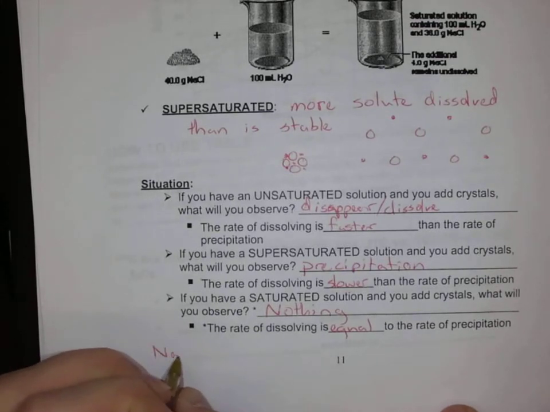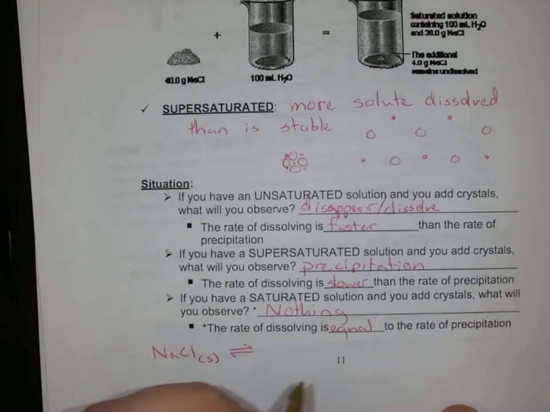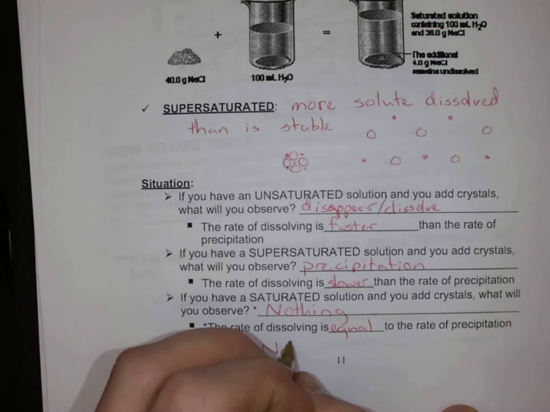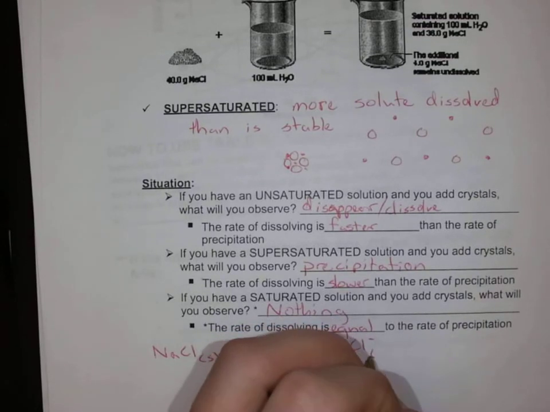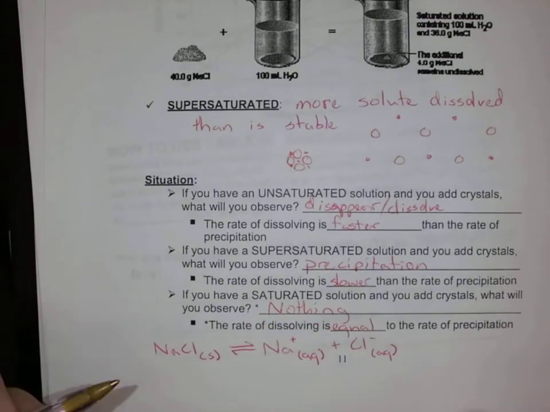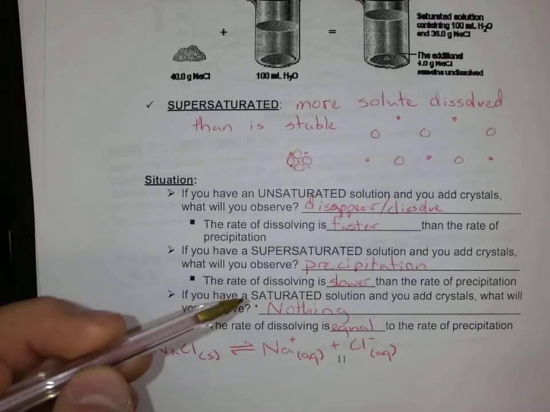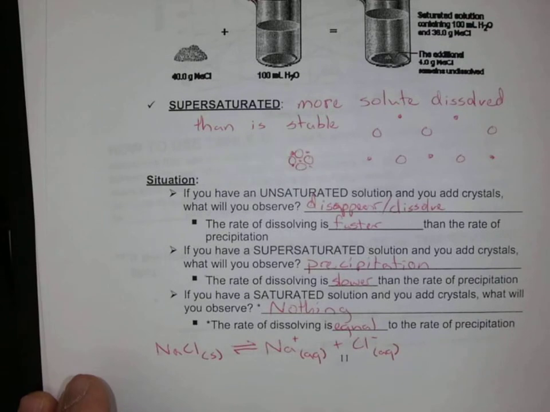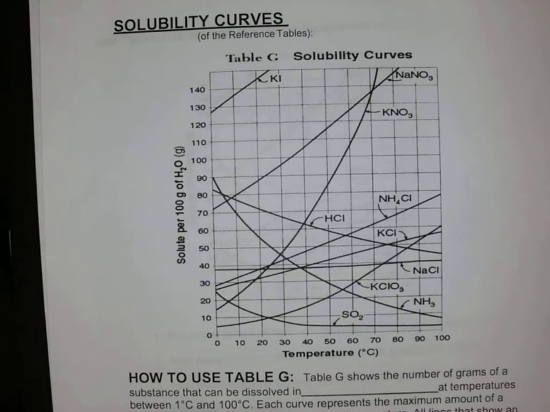We could represent this with NaCl solid, with the forward reaction being dissolving and the backward reaction being precipitation, forming Na+ aqueous and Cl- aqueous. So our forward reaction is our dissolving reaction, and our backward reaction is our precipitation reaction. When we have a saturated solution, these two rates are equal to each other. Now this is where we really want to understand what's happening.